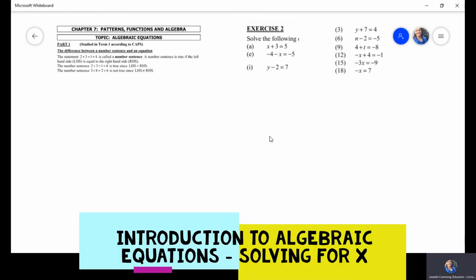Hi boys and girls, today we'll be doing our solving for x introduction. So I've gone on to chapter 7. It's within the section called patterns, functions and algebra.